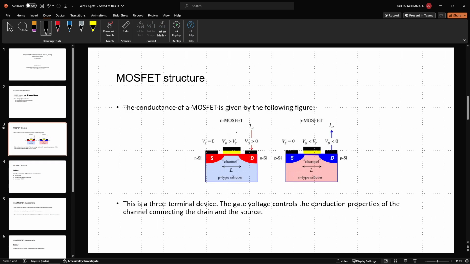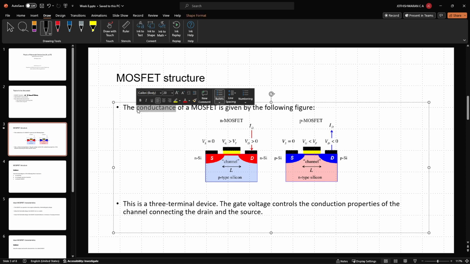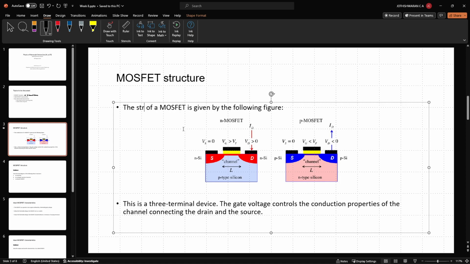So, this is something that most of us are familiar with. Why did I write conductance? I'm sorry. I should have written the structure. So the structure of a MOSFET is given by the following figure.